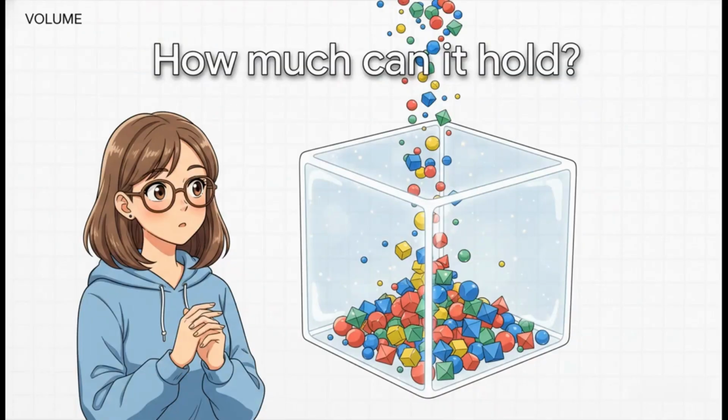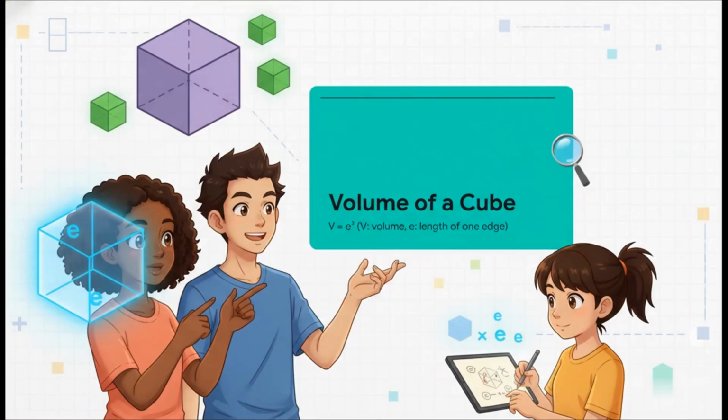Okay, so we figured out how to measure the outside boundary of a flat shape, but what about the space inside of it? How would you figure out, say, how much a box can actually hold? For that, we need to talk about volume. For a perfect cube, the volume, V, is just the length of one of its edges, E, cubed. So E times E times E. That one little calculation tells you the total amount of 3-dimensional space that cube occupies.